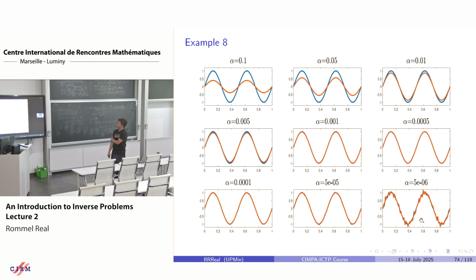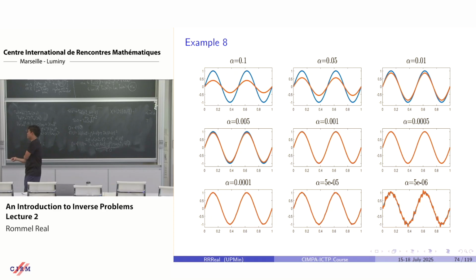The same thing is true when our sought solution is smooth. You can see from 0.1 to 0.01 it gets better, but if we reduce it further to 5 times 10 to the minus 6, it gets bad. This tells us that we need to choose alpha appropriately. Now, how do we choose it?